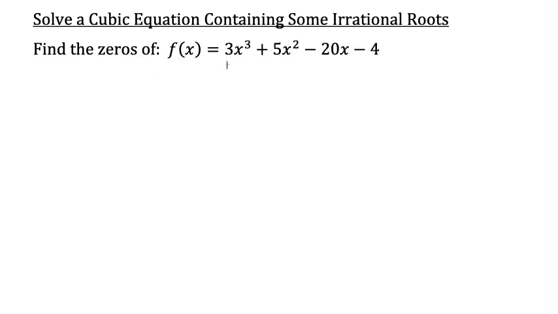This time our equation is written as a function. So if f of x equals 3x cubed plus 5x squared minus 20x minus 4. Let's find the zeros, or in other words, we're finding the roots, or we're finding the solutions when this function equals 0. So I'm going to write this polynomial equal to 0 since we're finding the zeros.